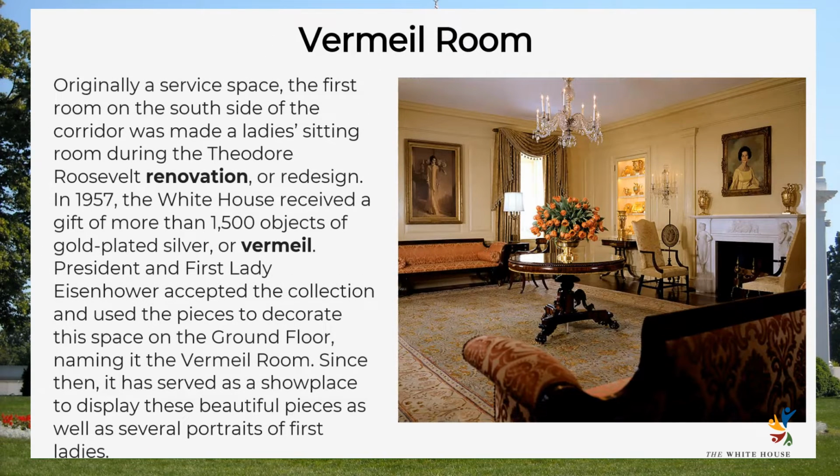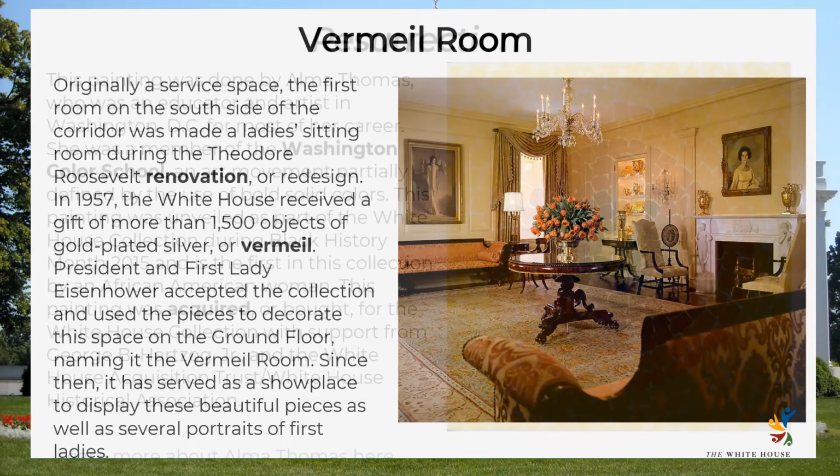The Vermeil Room, originally a service space, the first room on the south side of the corridor, was made a ladies' sitting room during the Theodore Roosevelt renovation or redesign in 1957. The White House received a gift of more than 1,500 objects of gold-plated silver, or vermeil. So it's a silver room. President and First Lady Eisenhower accepted the collection and used the pieces to decorate this space on the ground floor, naming it the Vermeil Room. Since then, it has served as a showplace to display these beautiful pieces as well as several portraits of First Ladies.